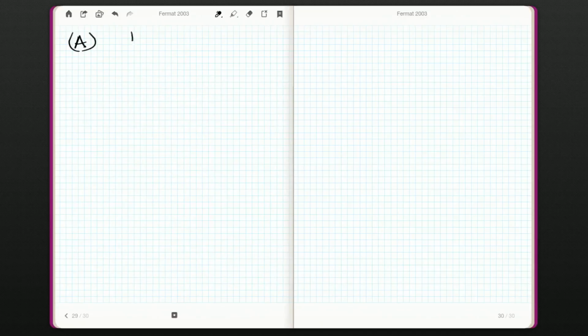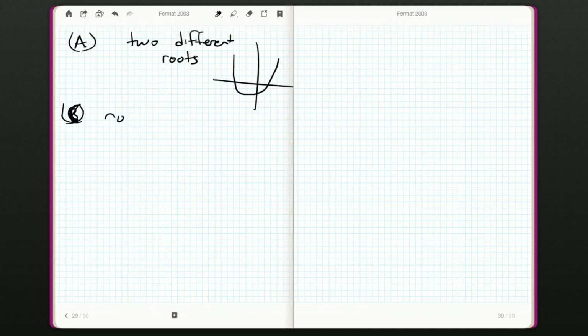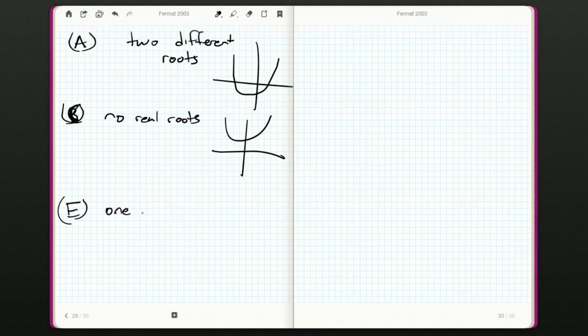A, as I've said, would mean two different roots. So it'd have to look a little something like this. C: no real roots. And then it would look a little something like this. And finally, E, only one root. It technically has two real roots, but they're the same root. So then that would look like, boop, boop. There we go. Just touches.